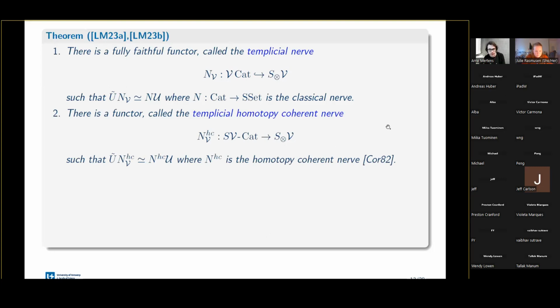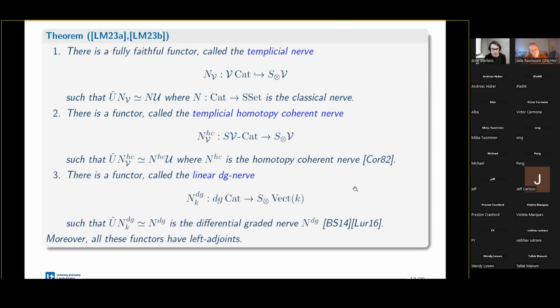But we can go further. Other nerves also have enriched analogs. For example, the homotopy coherence nerve by Cordier. Classically, it goes from simplicial categories to simplicial sets. Here, we can make an enriched analog, which goes from categories enriched in simplicial objects to templicial objects. And again, it's compatible with the classical one. And then finally, there's Lurie's DG nerve, which actually goes back to Bloch and Smith. You can also make a linear analog, which goes from DG categories to templicial vector spaces. I've chosen V to be vector spaces here. And this functor will also be compatible with the classical one.